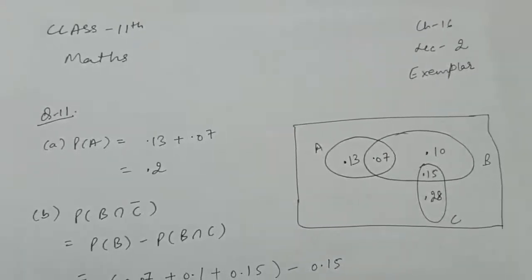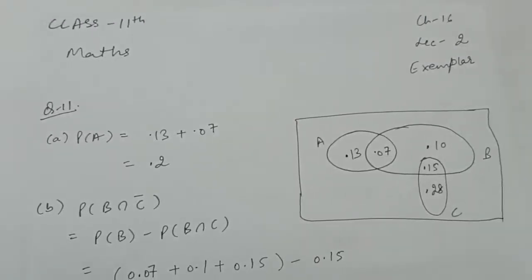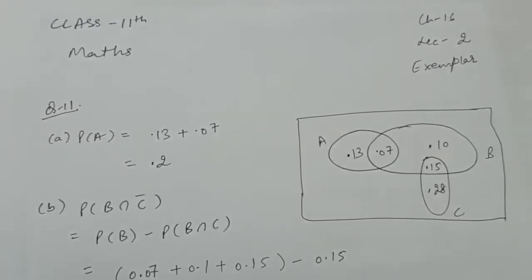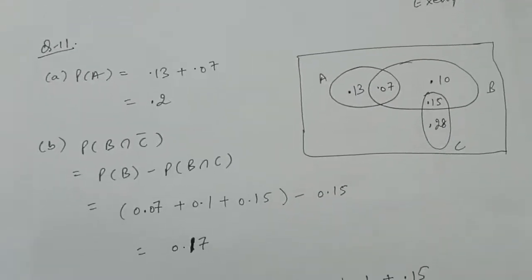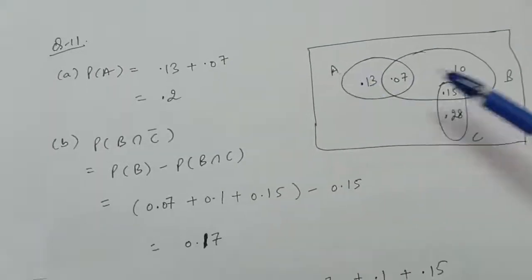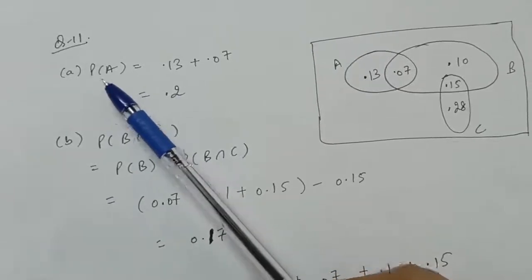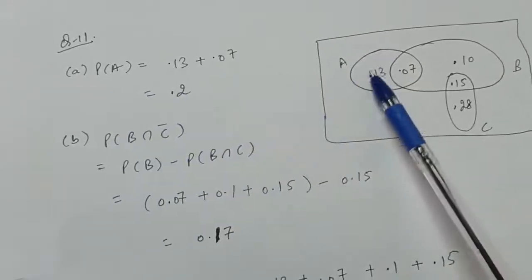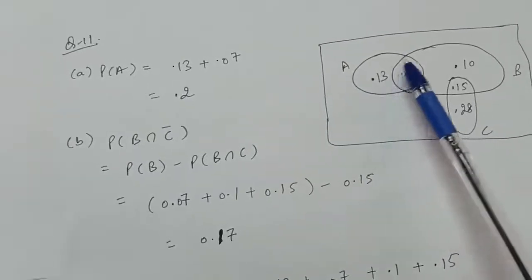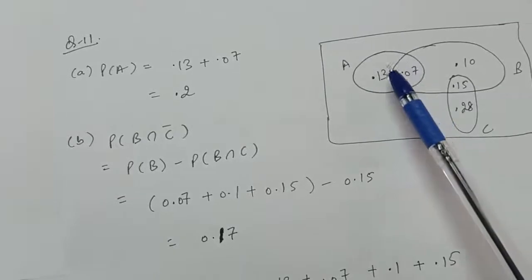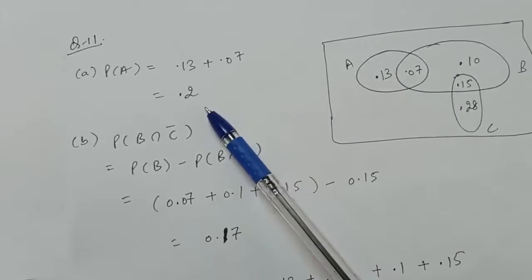Now question number 11 is: the accompanying Venn diagram shows three events A, B, C and also the probabilities. Determine. So see, this is the Venn diagram given in the question. There are three events A, B and C. So the first part is to tell the probability of A. Now see, this is the portion, 0.13 is the portion of probability of A only. A is this complete, so probability of A will be 0.13 plus 0.07, that is 0.2, right?